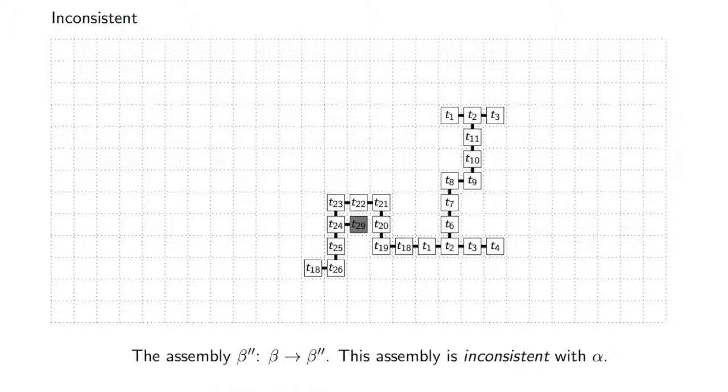The position occupied by the new tile is occupied by the tile 27 in alpha. Thus alpha and beta second are not consistent anymore. We say that they are inconsistent. If two assemblies are inconsistent, we cannot define the union of these two assemblies. Thus making the union of two assemblies requires checking beforehand that they are consistent.